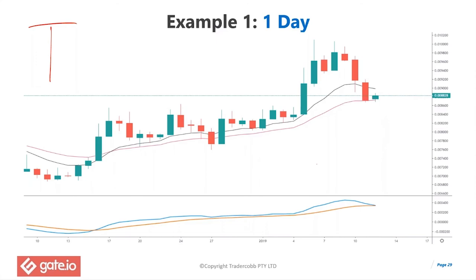Now, coming to rule number one of the bonus factors, old level of resistance becoming support. Now, I can't draw it.